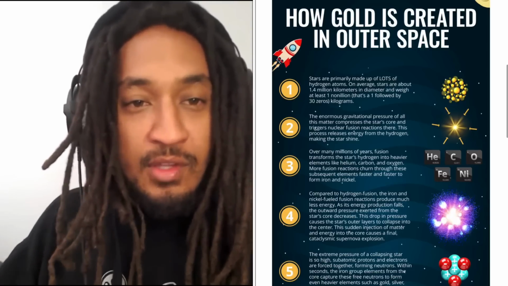Number one, stars are primarily made up of lots of hydrogen atoms. On average, stars are about 1.4 million kilometers in diameter and weigh at least 1 nonillion kilograms. That's a one followed by 30 zeros. Nonillion kilograms. Never heard that in my life.